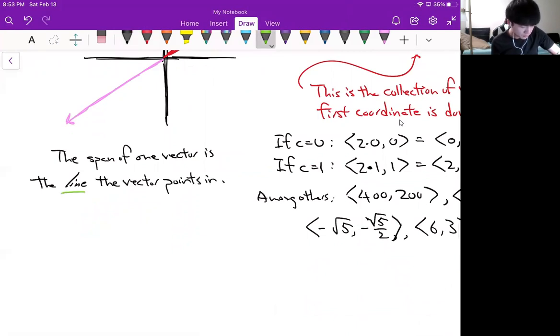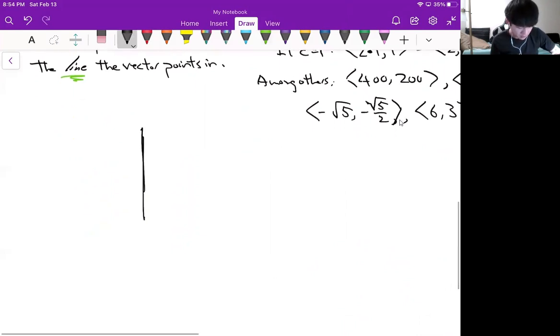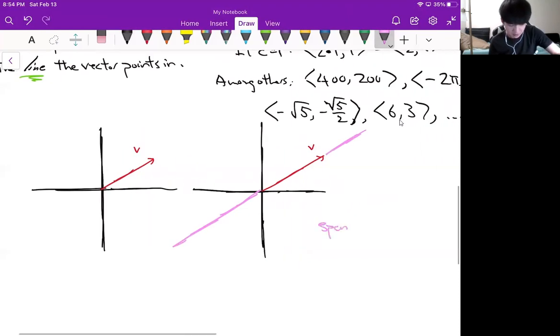Understanding this is very pivotal for understanding our next example, because now we're going to talk about what it visually looks like to look at the span of two vectors. For one vector, it was really easy. If this is V, then the span of V is just everything in that same direction.